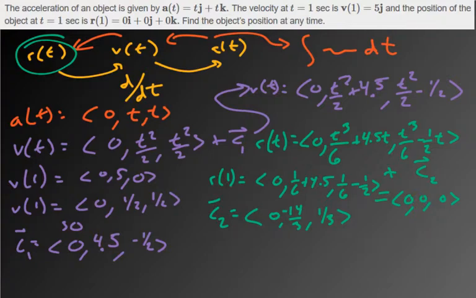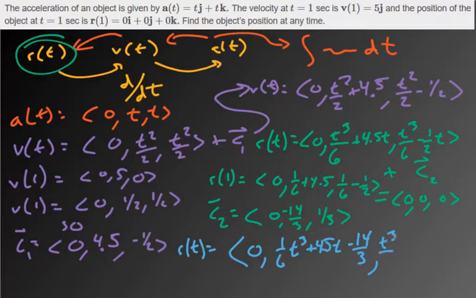So then the final r of t vector would look like 0, 1/6 t cubed plus 4.5t minus 14 thirds for j, and then t cubed over 6 minus a half of t plus a third for k.